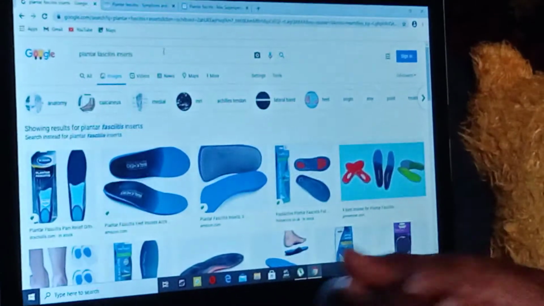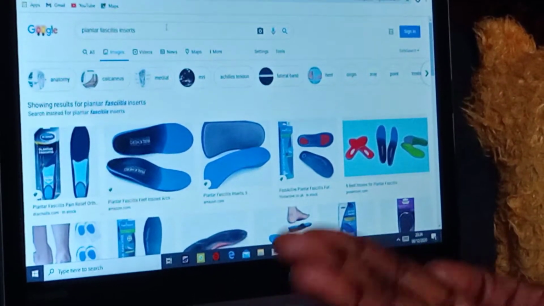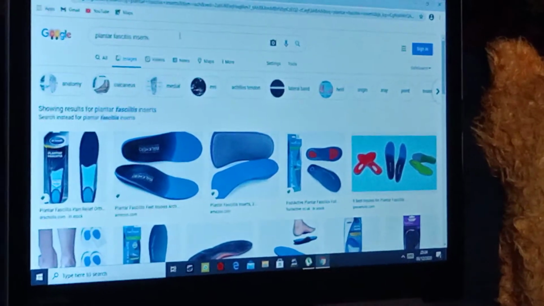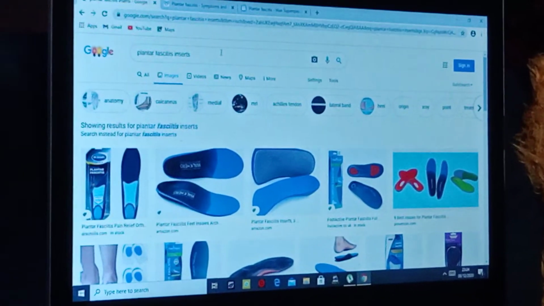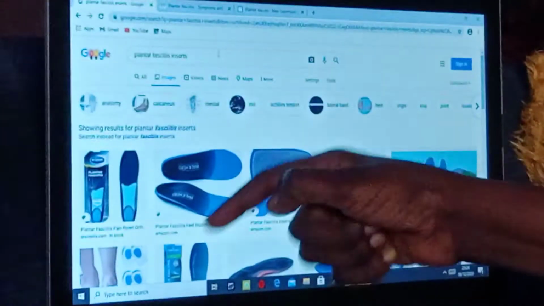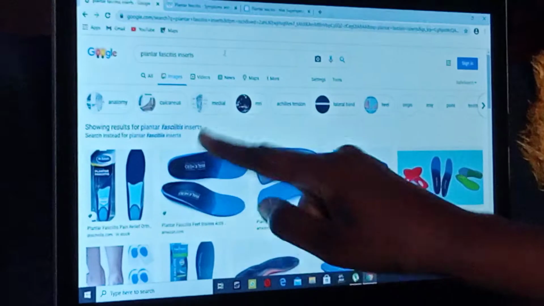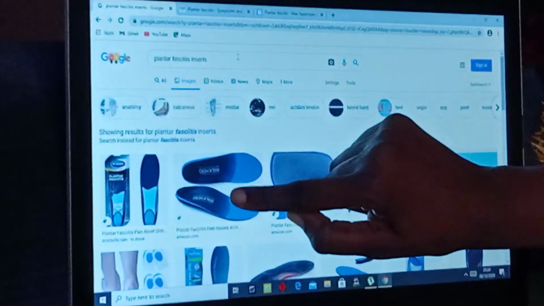They are soft, they are padded, so they provide a comfortable ground for your feet to be in. So even if your shoe is not comfortable, when you put this one inside, it provides a soft pad for your feet. You can see the soles. Let's zoom in on this one.